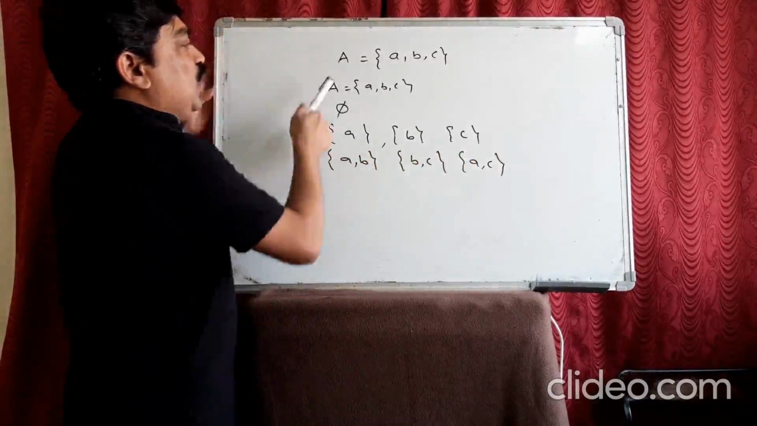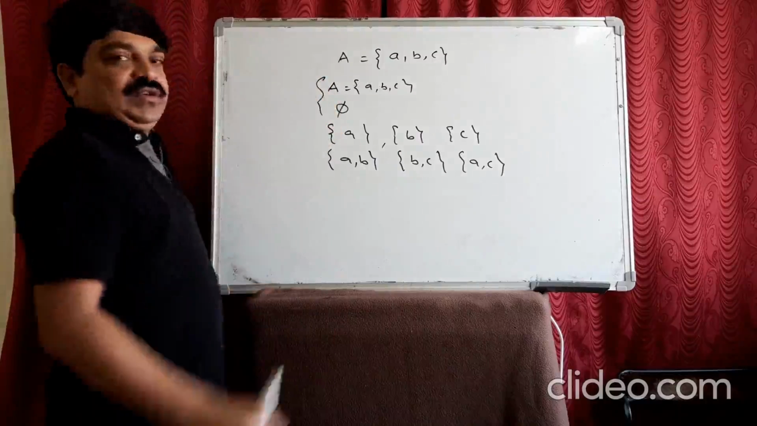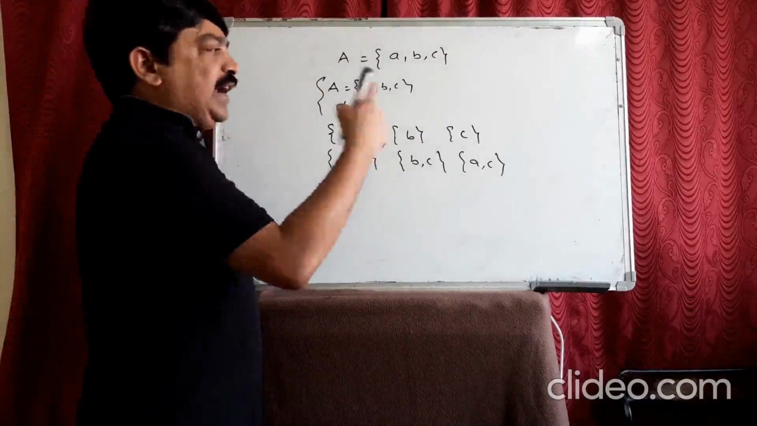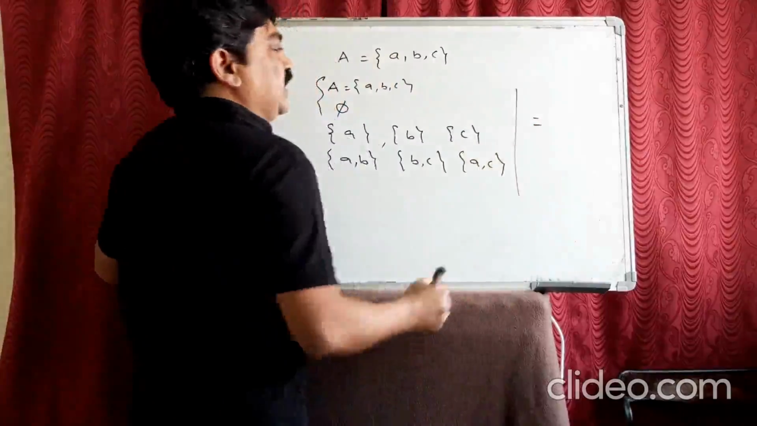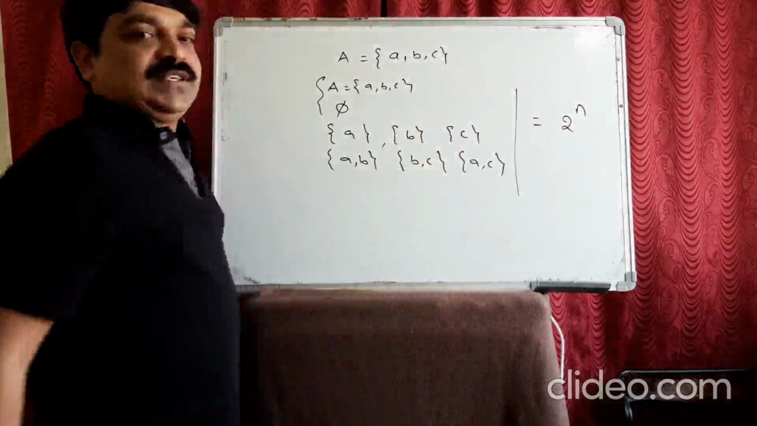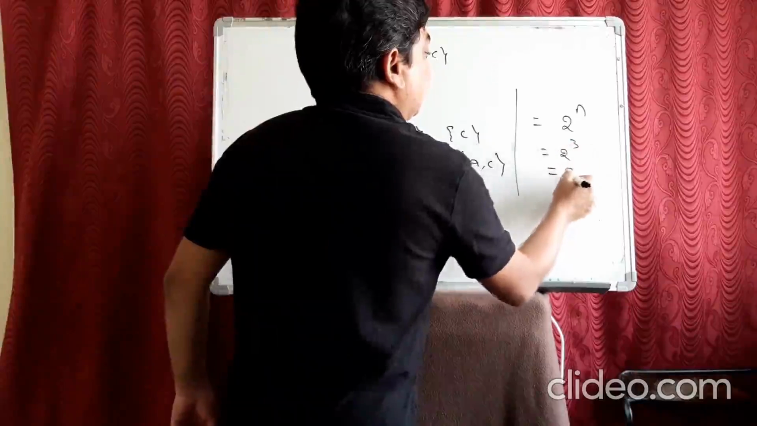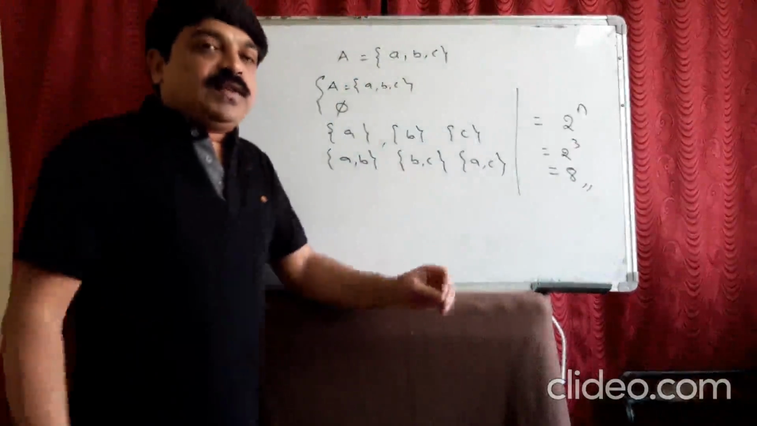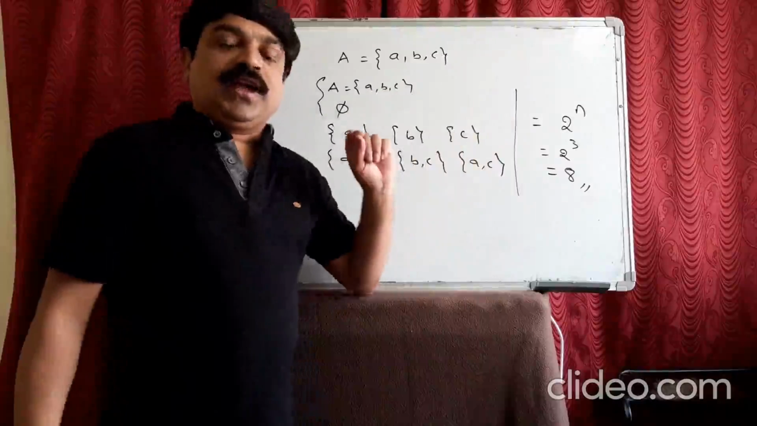How many did we get? 1, 2, 3, 4, 5, 6, 7, 8. These two are default: the set itself and also the empty set. And total 8 are there. How do you get this? There is a formula, 2 power n, where n is the number of elements in the set. Here the number of elements is 3. So 2 power 3 is 8. So keep it in mind that the number of subsets of a set containing n elements is 2 power n.